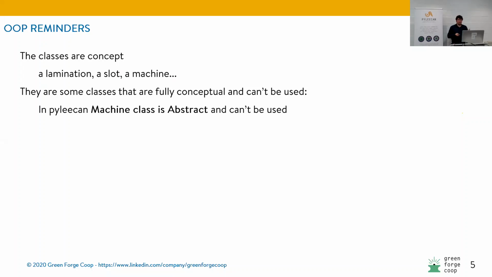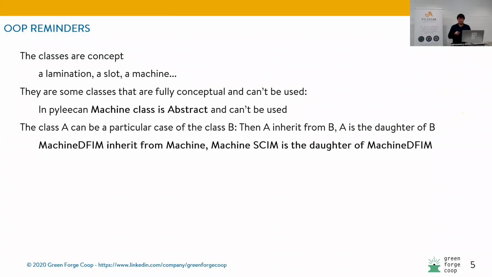So the idea is that we first define the very top class, which is the parent of all the other classes. For instance, we have a machine class that will define all the other machines in Pyleecan. But this class is not a real one. It's just a fully abstract concept. So you won't create a machine object within Pyleecan. In fact, you will always create what is called the daughters of the machine class.